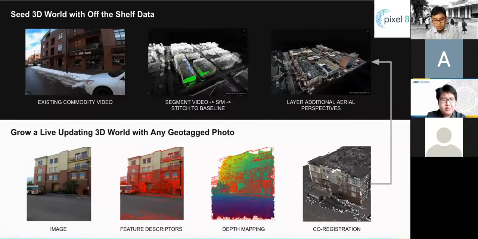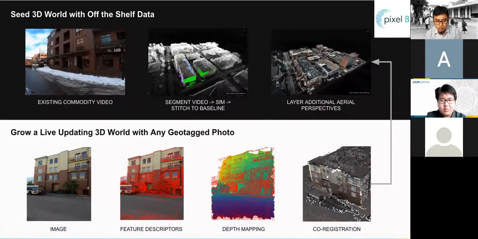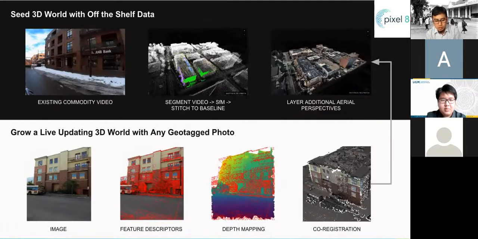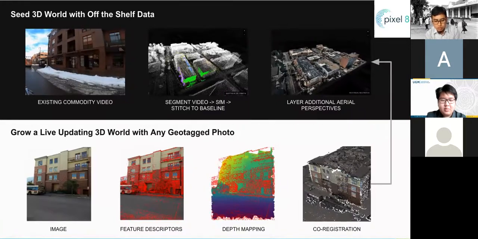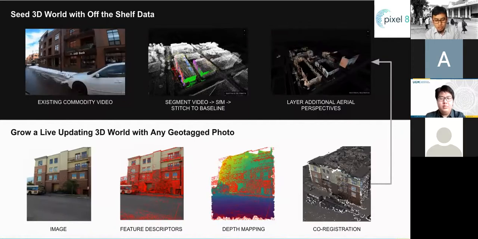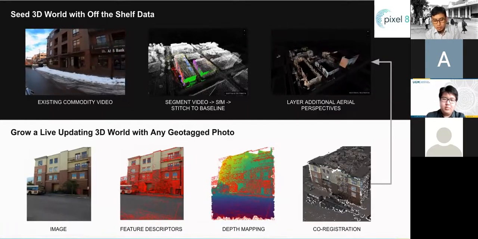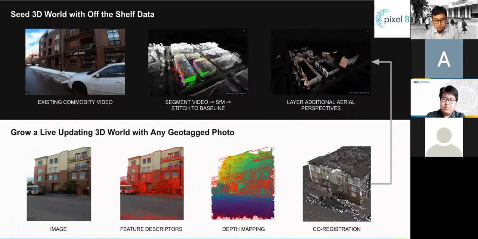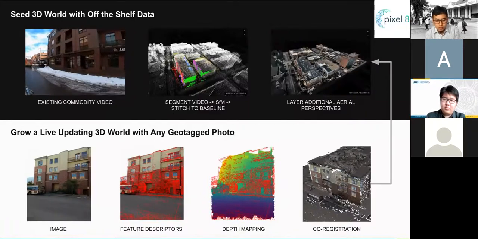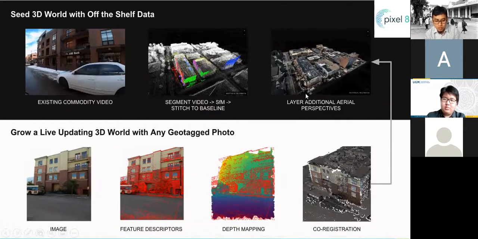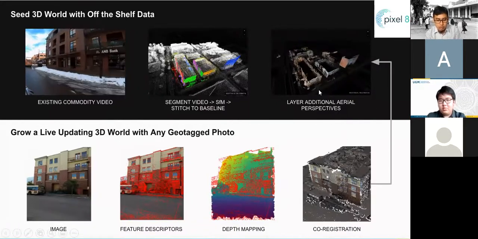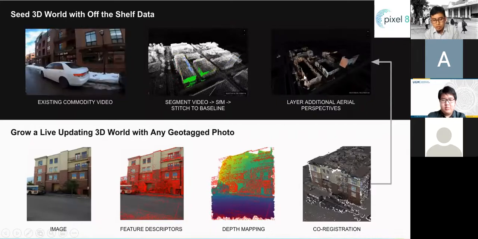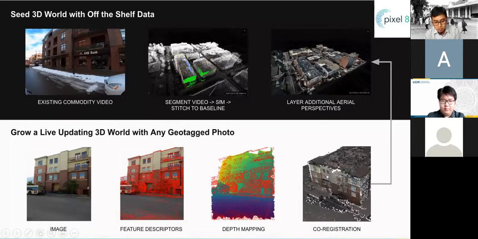The process is that if you capture a video or a photo using your cell phone on your everyday walk to the office or to your home, you capture something on the street, and then push the data into their server. They are going to process the data, and then they are going to do something called co-registration. They register your photo with other photos of the area, and then they develop something like this. They develop a 3D model based on your photo alone, and then it can be used to improve the model based on the existing commodity videos.